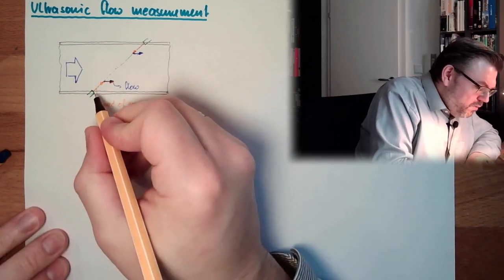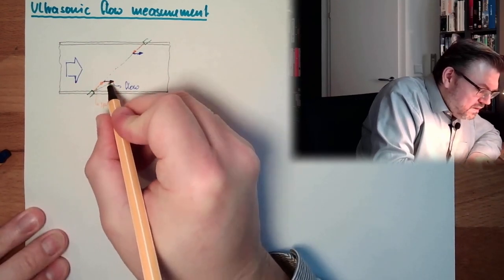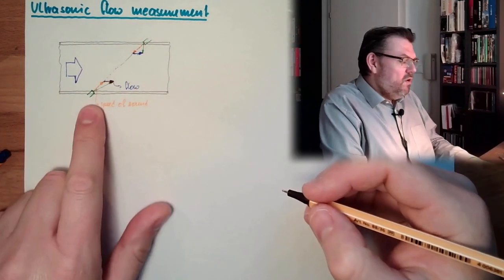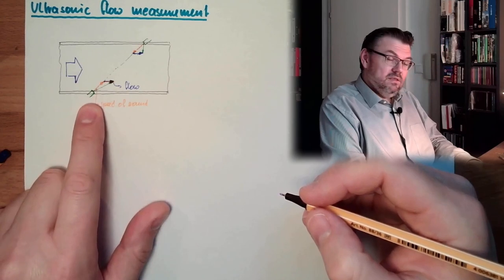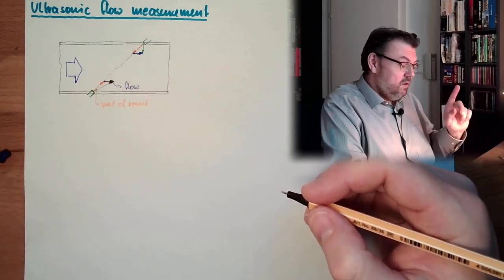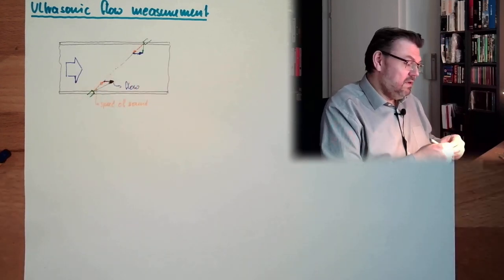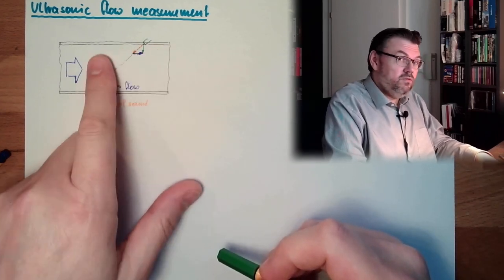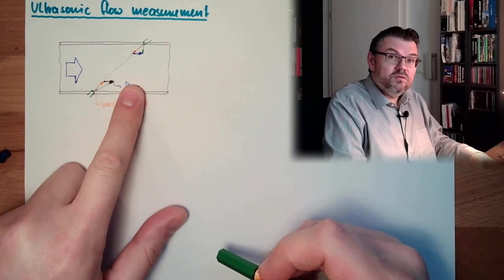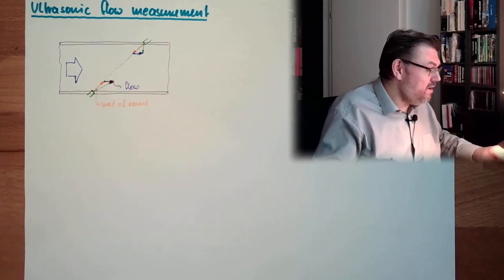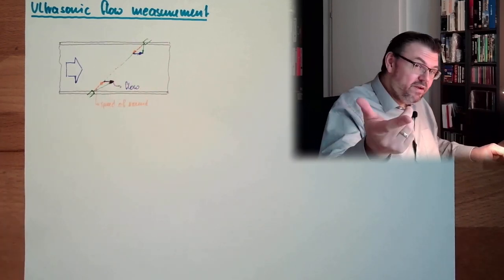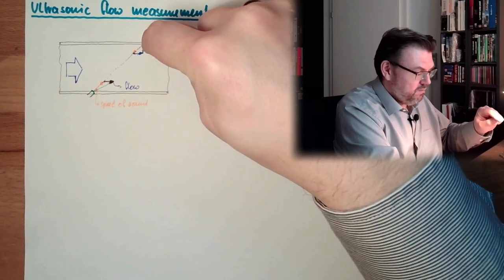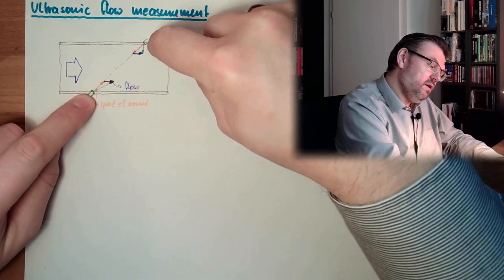Okay, so here we have this, and here we have this. So sound impulses from here to here will be faster than sound impulses from here to here, because this has to go upstream and this is going downstream. It's logical. Yeah? And from the time difference, I'm issuing a sound impulse here, and I'm issuing a sound impulse here.